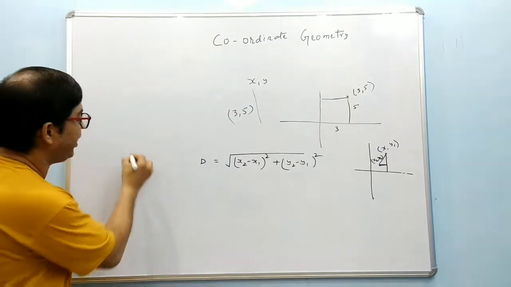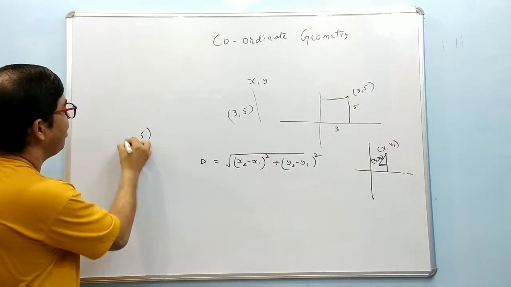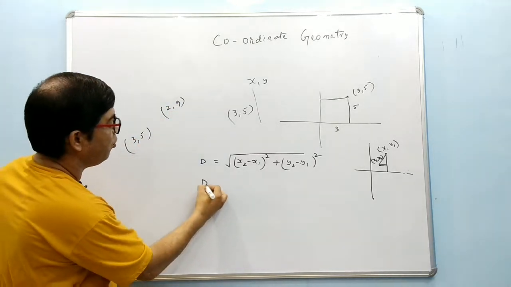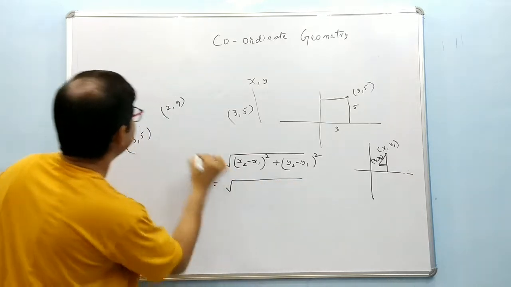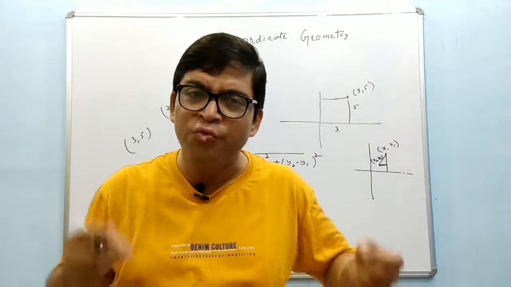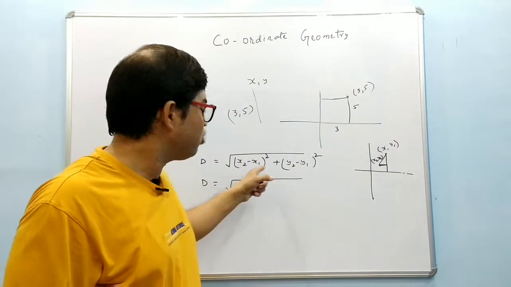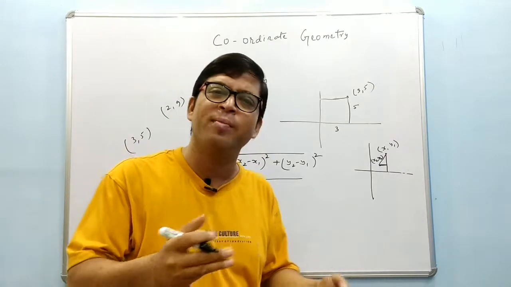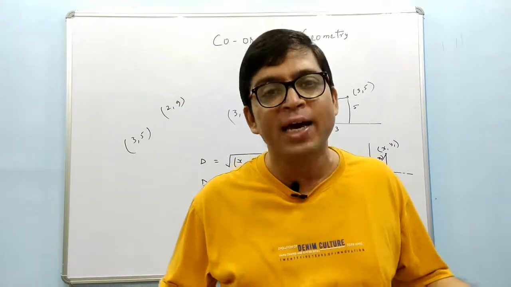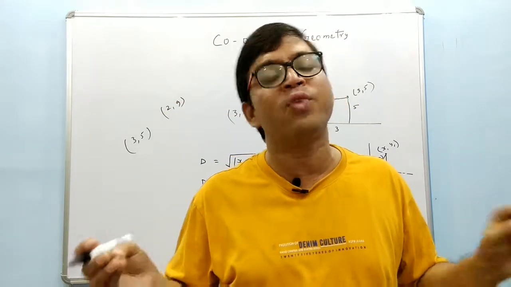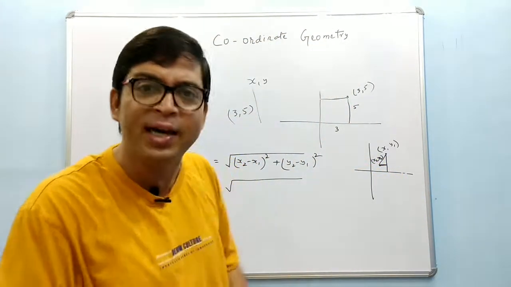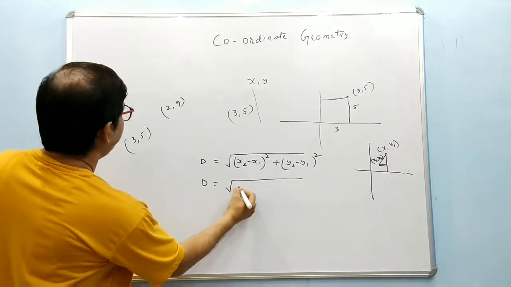See here, if somebody asks you the distance between 3, 5 and 2, 9, can you tell me? Very easy. You just write the distance as x2 minus x1. Some people ask, why can we not write x1 minus x2? We can write it, because (x2 minus x1) squared or (x1 minus x2) squared is the same thing. If you say 3 squared, it is 9. If you say minus 3 squared, it is again 9. So whatever you write, x1 minus x2 or x2 minus x1, you can write either, because the square is there.